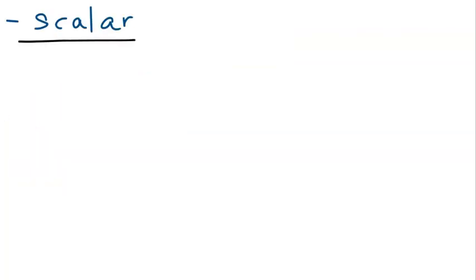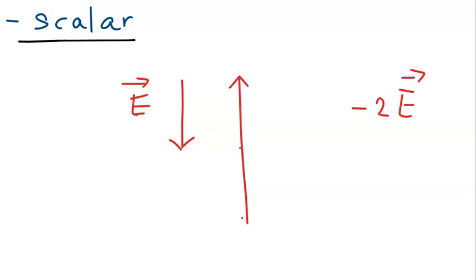Multiplication by a negative scalar. Suppose you have a vector E as shown. Now you want to sketch a vector which is minus 2e. So minus 2e will point in a direction opposite to that of e, but it will have a magnitude twice that of e. So it will look something like this. So that is vector minus 2e, and so on.